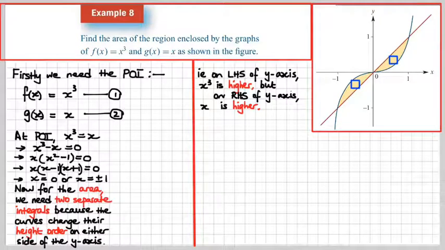Now, what have I said there? Yeah, this is this big NB, which I was looking at before. For the area, we need 2 separate integrals because the curves change their height order on either side of the y-axis. That is, on the left-hand side of the y-axis, x cubed is higher, but on the right-hand side of the y-axis, x is higher.